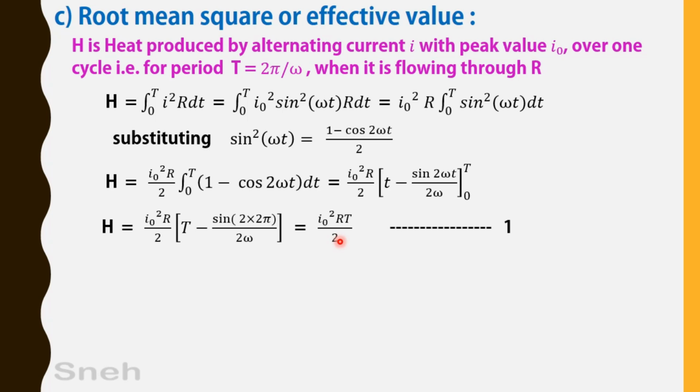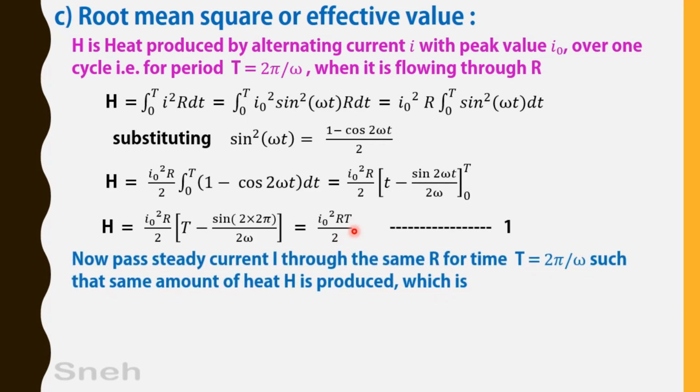We'll consider this as our equation number 1, and this is giving me the heat generated by alternating current in one complete cycle. I'm getting this as the heat generated in one complete cycle, and that generated heat depends on I0 square R, the time period of that alternating EMF or alternating current, and 2, which is constant. So this is giving me the heat generated.